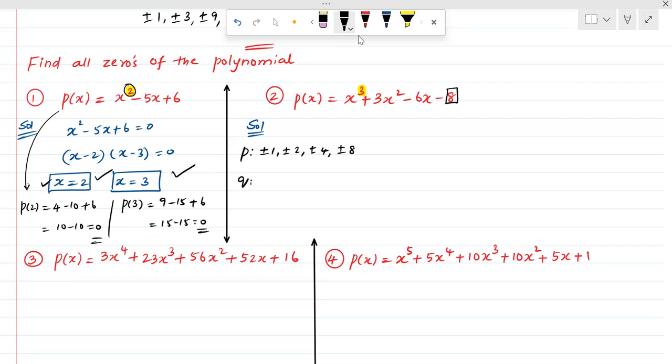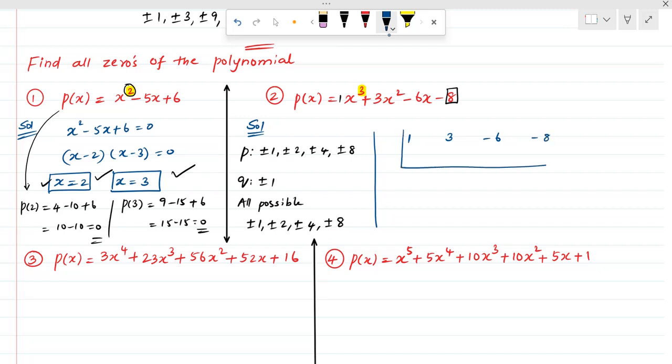And Q, what is Q? The leading coefficient is 1. So all possible zeros, if you write all P, are 1, 2, 4 and 8. If you divide every term, it is already there. There is no new term, right? Now the next step is to go with synthetic division. We get 1, 3, minus 6, minus 8.